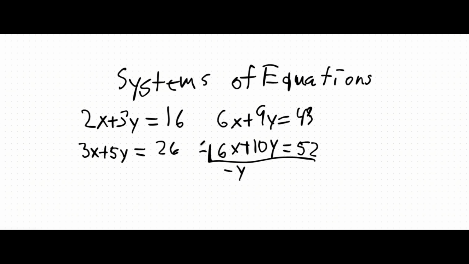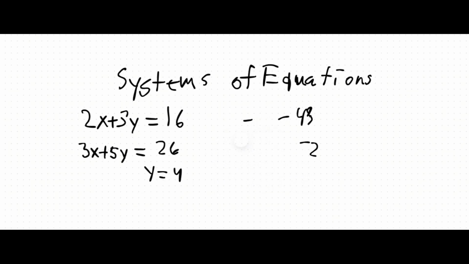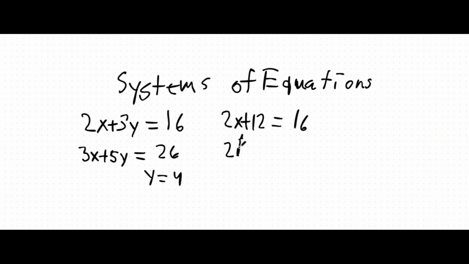Negative y is negative 4, and y is 4. Now we can plug y into one of these equations to solve for x. So we get 2x plus 12 is equal to 16. 2x is equal to 4. And we have x is equal to 2.